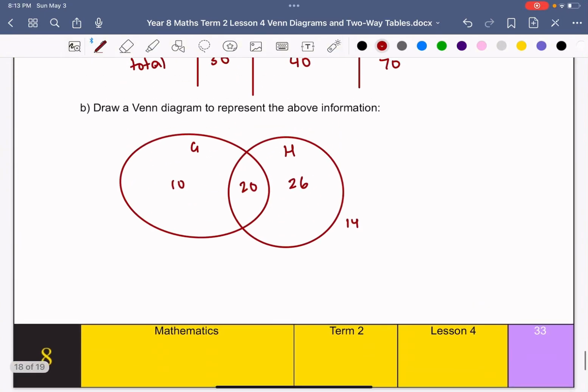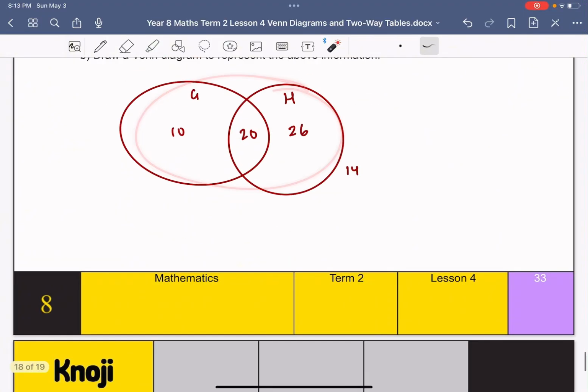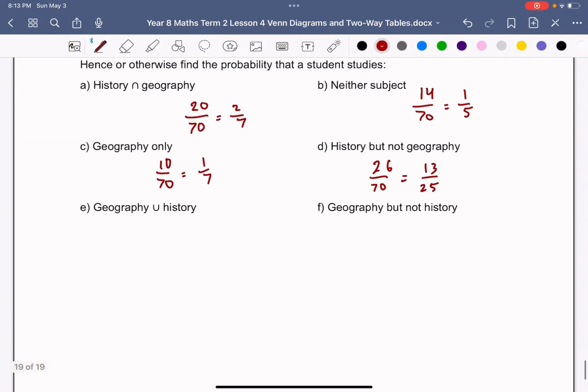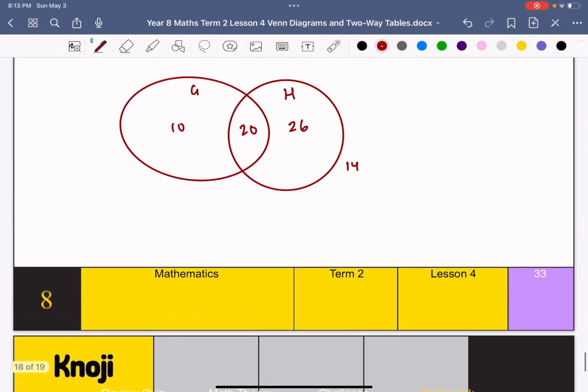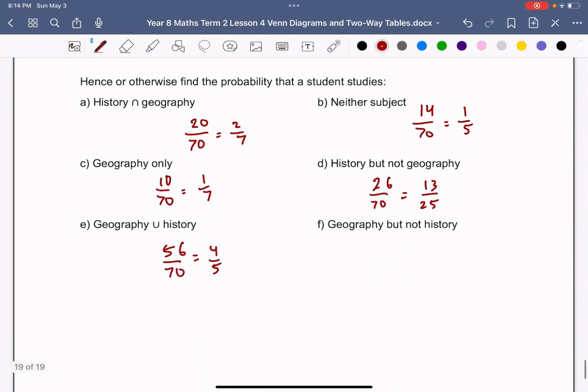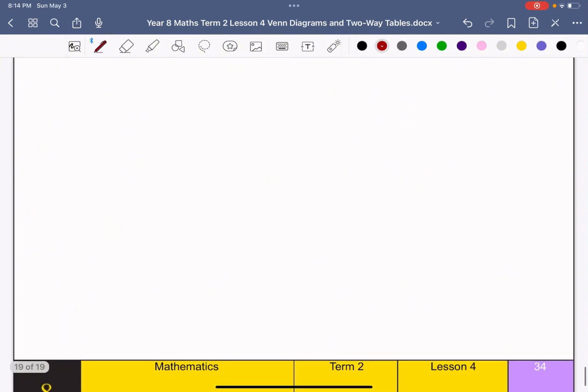Geography or history was anyone in this section. That gave me 56 out of 70. And geography, but not history, if we scroll up here, geography, but not history, was 10. So 10 out of 70 was my final probability. And that's the end of today's booklet.